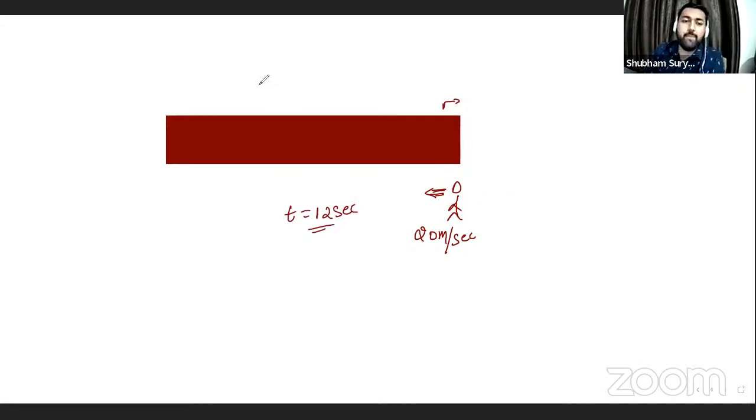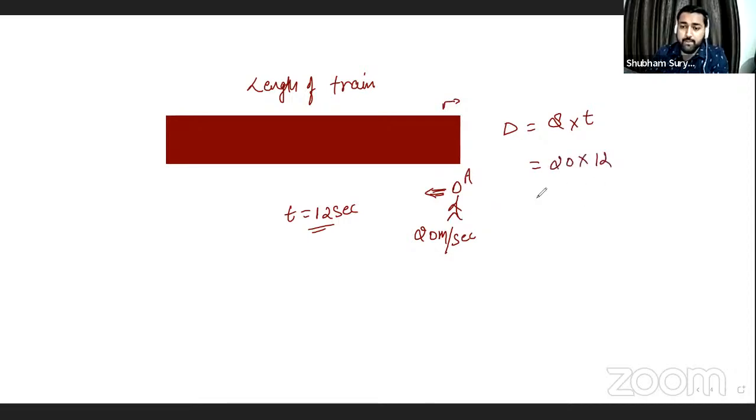So using this information, you can find out the length of the train, guys. कैसे? आप मान लेंगे कि यार ये जो person है उसने कितना distance travel किया है. The distance traveled is equal to speed into time. The person A, this is my person A, was traveling at 20 meters per second and he took 12 seconds to cross the train. It means he has traveled a distance of 240 meters. तो 240 meters में उसने train को cross कर लिया, मतलब length of the train was equal to 240 meters.